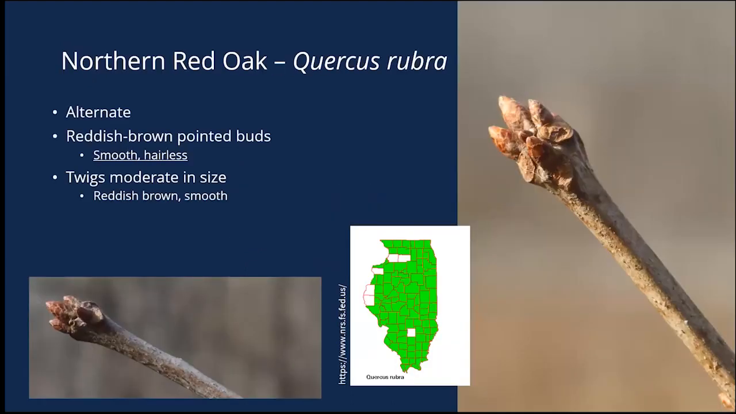But jumping in, Northern Red Oak, another one of the most common trees across the state. In terms of the twigs, the buds are reddish brown, much more strongly pointed in these red oaks than we saw in the white oaks. Smooth and hairless. The twigs are moderate in size, so they're not stout or very slender. They're just kind of middle of the road, reddish brown and smooth. I find that the red oaks in general are extremely difficult to identify just on the twigs, with a few exceptions. So use them, but understand that twigs alone, to me, are often not enough to get it to species.